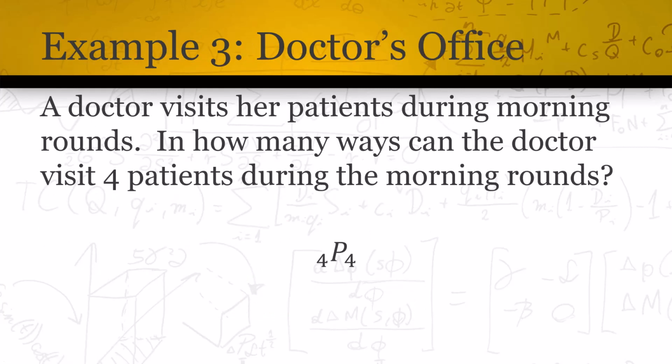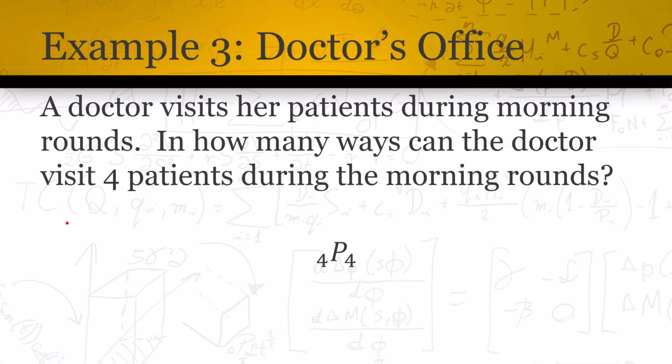So let's take a look at this example. A doctor visits her patients during morning rounds. How many ways can the doctor visit 4 patients during the morning rounds? So the doctor has 4 patients and she wants to select all 4, and the order actually does matter. So this is a permutation problem, so it's going to be 4P4.